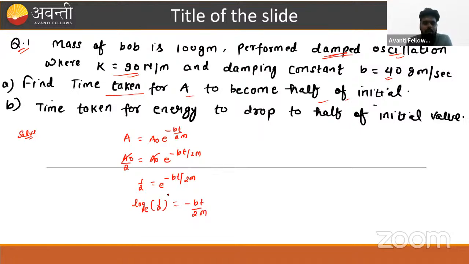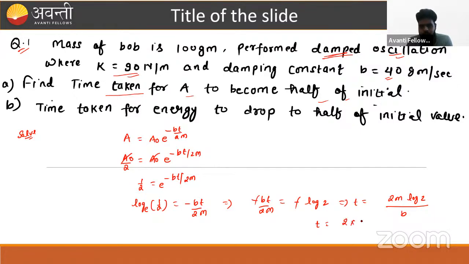And we know that log base e of e equals 1. And by using the logarithmic property, log of 1 by 2 can be written as minus log 2. The minus signs cancel out. And what is the value of time we can write here, beta? That is 2m log 2 divided by b. This is the value of time. Put the values of mass and b, and we will get the answer. So what is the answer here, beta?